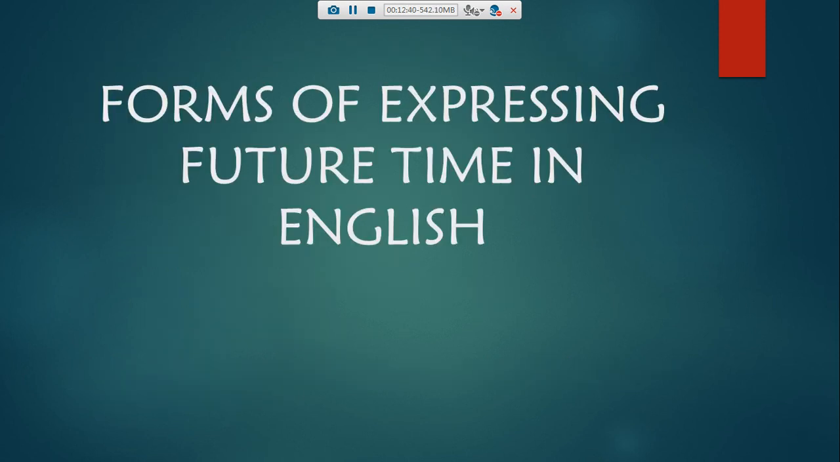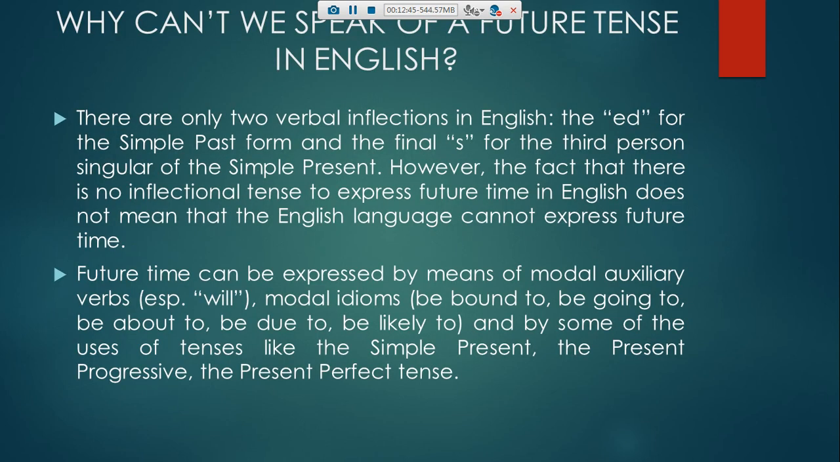Okay, let's move on to forms of expressing future time in English. Why can't we speak of a future tense in English? As we said at the beginning of this presentation, there are only two verbal inflections in English, the -ed for the simple past form and the final -s for the third person singular of the simple present. However, the fact that there is no inflectional tense to express future time in English does not mean that the English language cannot express future time.